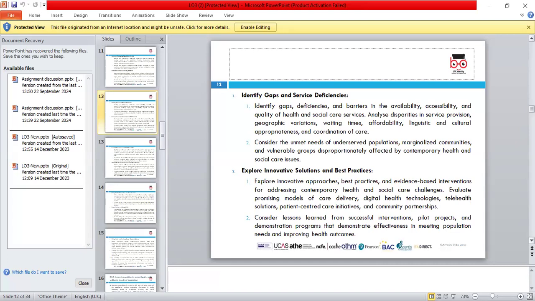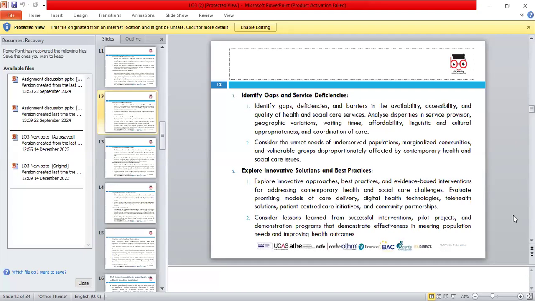You should be able to analyze disparities in service provision, geographic variations, waiting times, affordability, linguistic and cultural barriers, and coordination of care. So if you assess the nation's service delivery towards self-care, there's a huge gap. There's no uniformity in terms of service delivery. You need to identify those gaps, and then you need to address them.